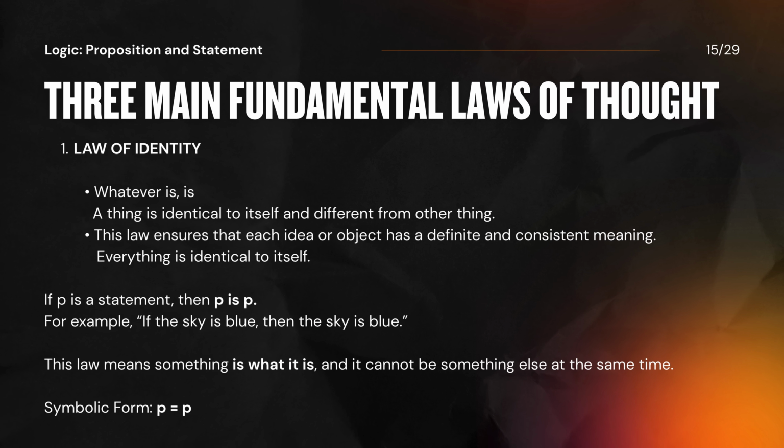So there are 3 main fundamental laws of thought. Let's talk about the first fundamental, which is the law of identity. Whatever is, a thing is identical to itself and different from other things. This law ensures that each idea or object has a definite and consistent meaning. Everything is identical to itself. For example, if P is a statement, then P is P. Symbolically, we write it as P equals P. It's simple, but it has logic.